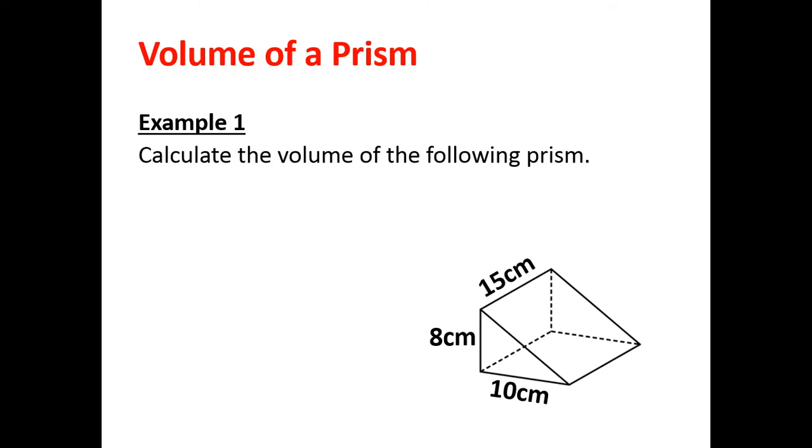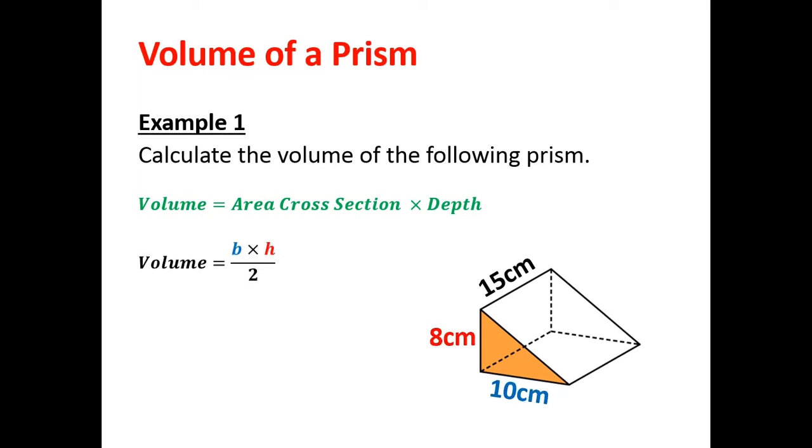Alright, example number 1. Calculate the volume of the following prism. Well, the volume is equal to the area of the cross-section multiplied by the depth. Hopefully you've recognized that the cross-section of this prism is a triangle. It's called a triangular prism. To work out the area of a triangle, we're going to go base times height divided by 2. The base is 10 and the height is 8. And then we're going to multiply that all by the depth, which is 15.